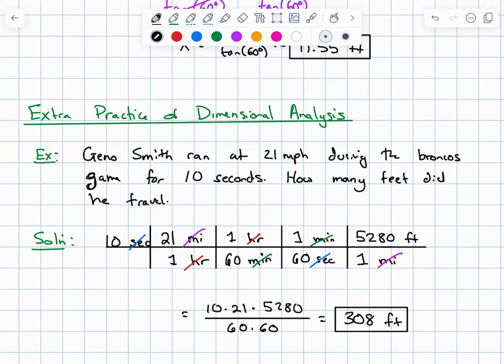So that is a full football field return, actually. He didn't actually run for 10 seconds. It was probably more like 3 seconds, but if you're a big fan of football or whatever, 3 seconds can feel like an eternity. So he didn't actually run 308 feet, but assume so for this problem. Any questions on that?